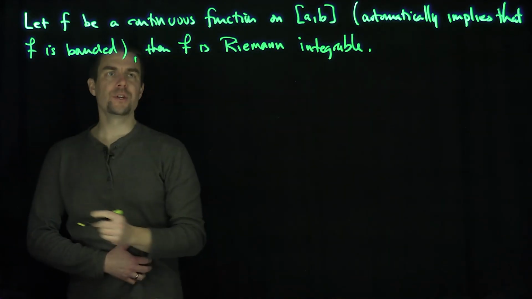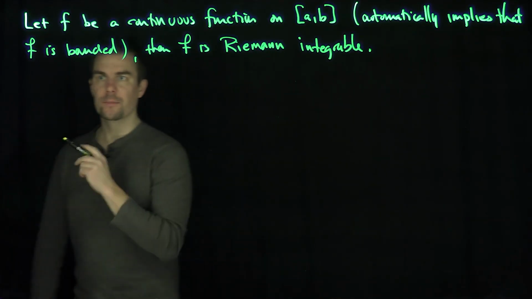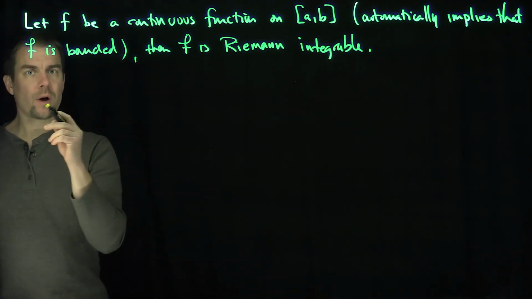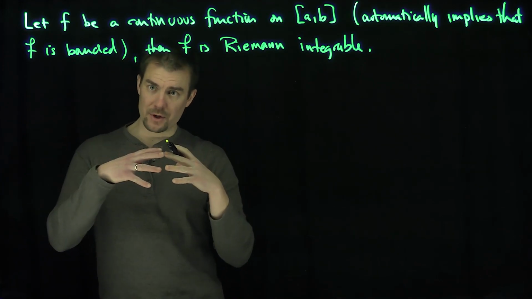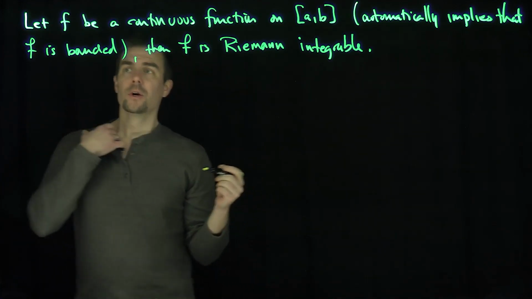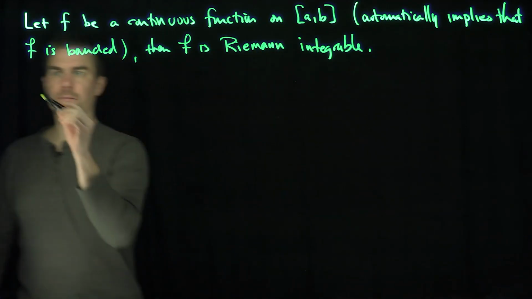Okay, so what we need to do is construct a partition. So here's the idea. I want to find a partition such that the upper sum on that partition minus the lower sum of that partition can be made arbitrarily small. So let's let epsilon be greater than zero.